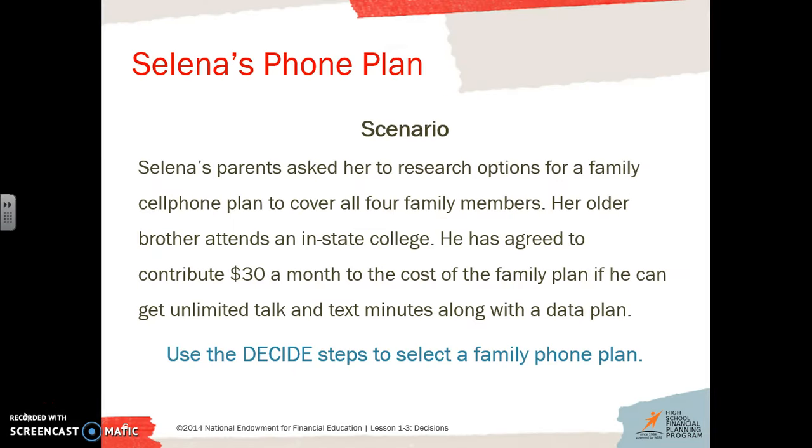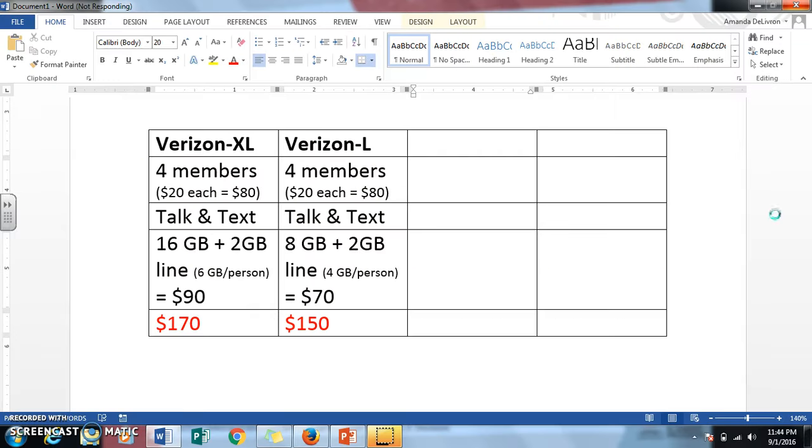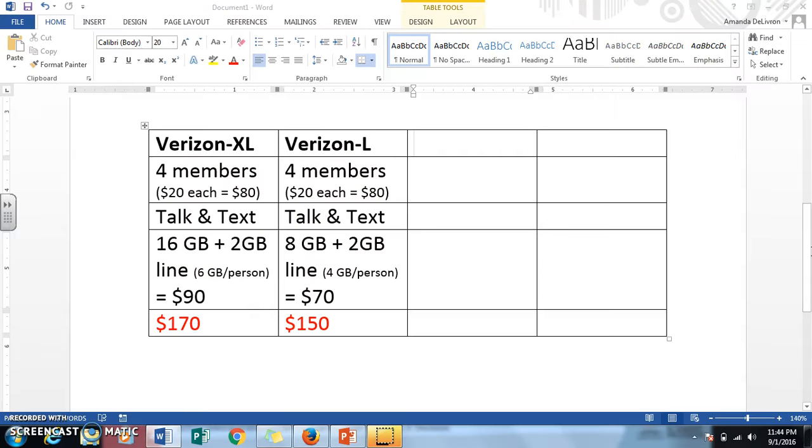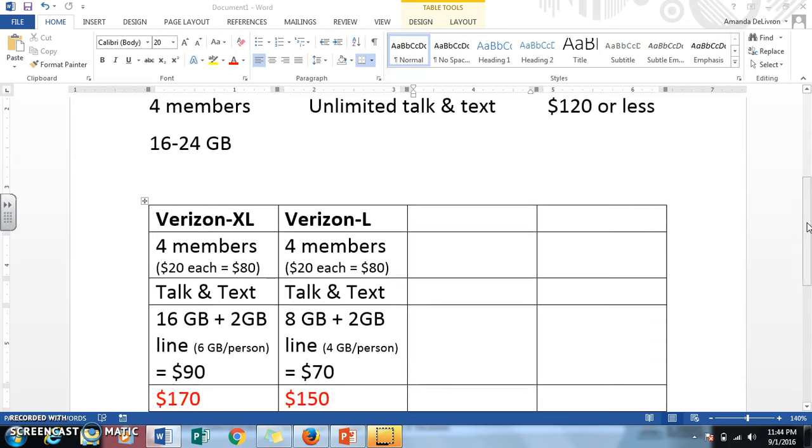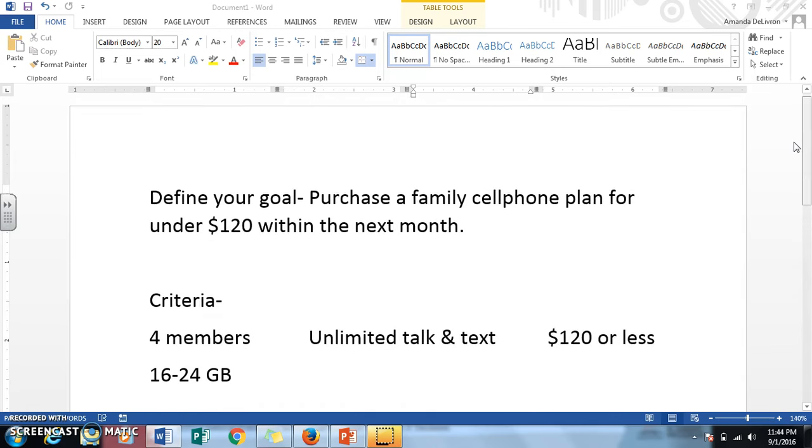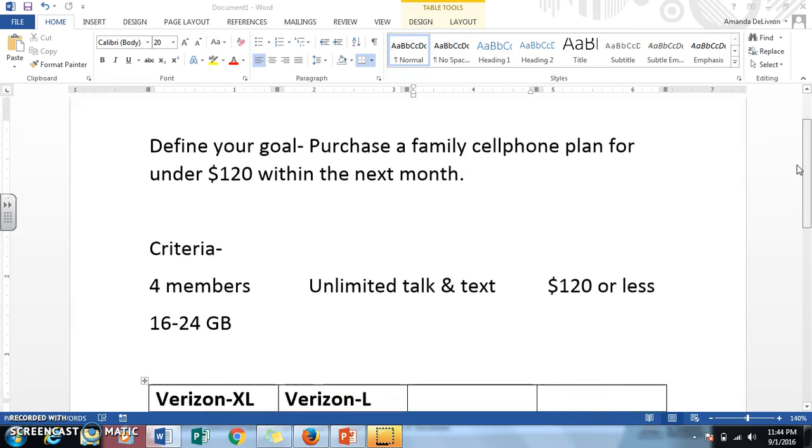In the last video, we were discussing Selena's family and her task to find an acceptable phone plan for her family, and we were using the DECIDE process in order to find an acceptable cell phone plan. When we left off, we had already come up with a goal for ourselves, which was to find a cell phone plan for under $120 within the next month.